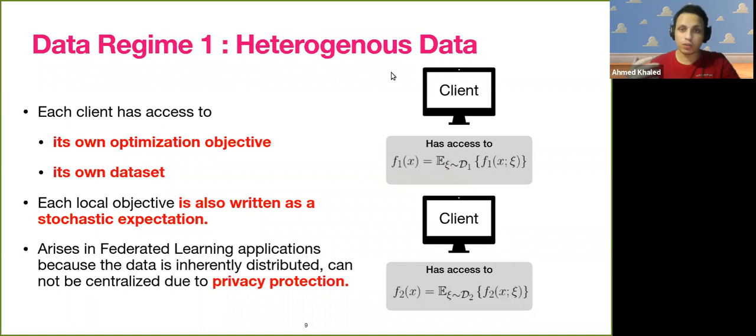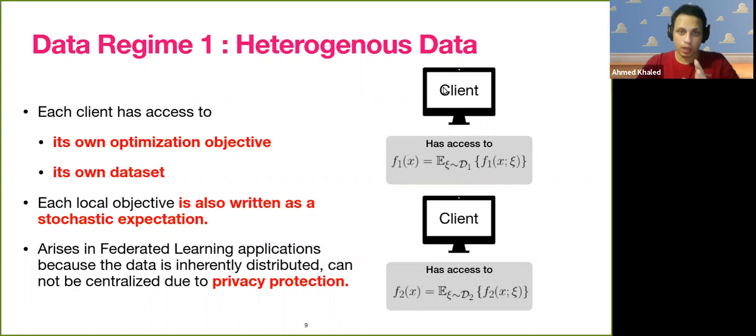So they can be arbitrarily different. We also assume that each of these clients, the loss on it, can also be written as a stochastic expectation. So this means that each client can have its own finite sum minimization problem, or even more general problems, and desire to solve it. And this makes sense because we can just say that each client has its own data set. And we cannot centralize the data, so we cannot assume that we can just send these functions over to one server and do the optimization there due to privacy protection.